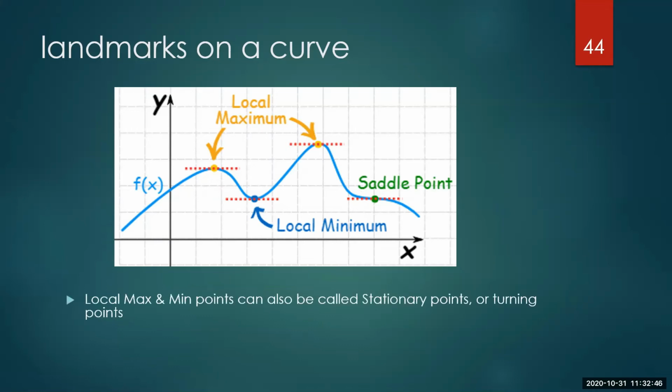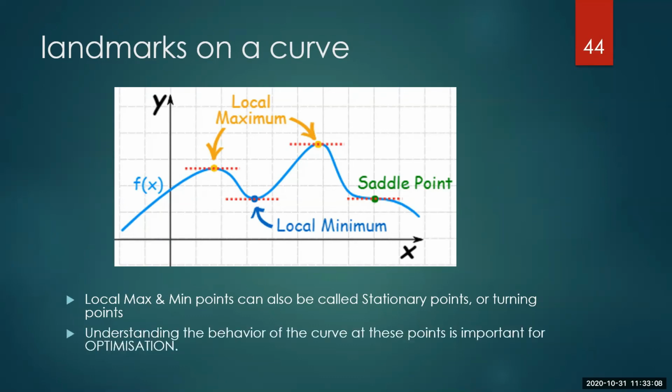Local maximum and minimum points can also be called stationary points or turning points. So you'll see in various problems in the textbook, sometimes they'll talk about a local maximum, sometimes a local minimum, and sometimes stationary or turning points. So it's important to have that language and know what those words mean.